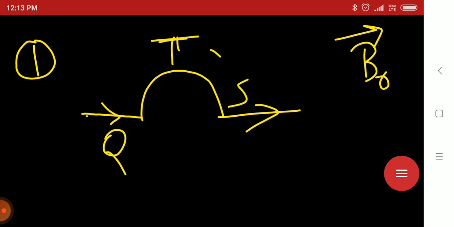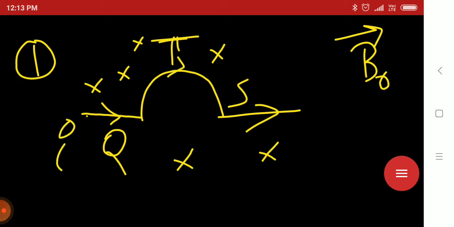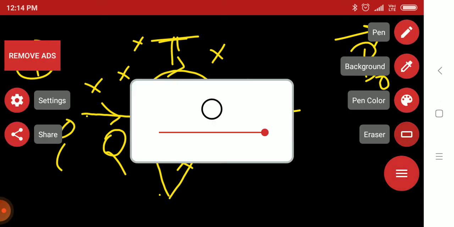So here the external magnetic field symbol is a cross. So it is kept in an external magnetic field B0. The arc carries a current I, so this is the current direction. The arc carries a current I, and the figure is such that, I am drawing the figure. Now let me draw clearly.